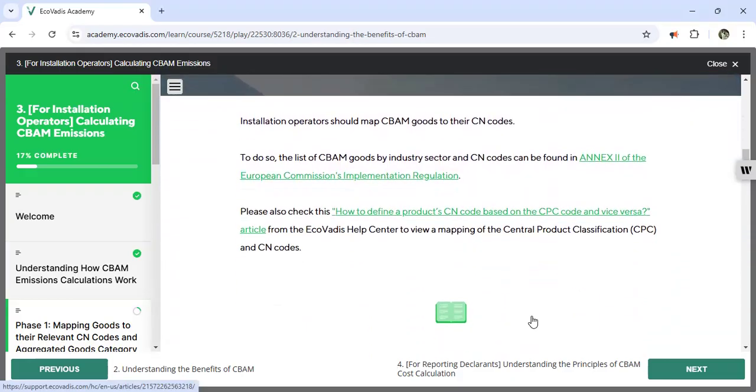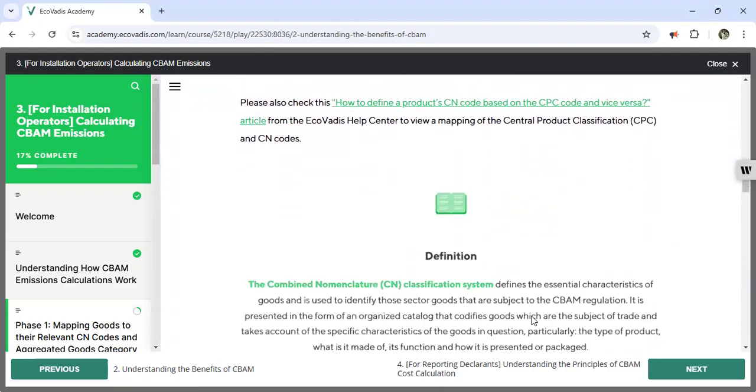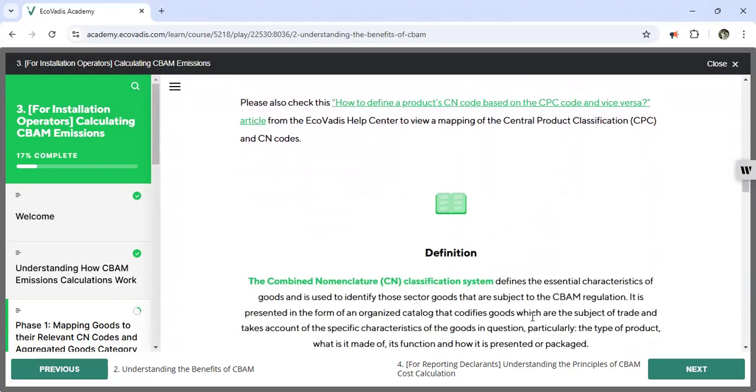Installation operators should map CBAM goods to their CN codes. To do so, the list of CBAM goods by industry sector and CN codes can be found in Annex 2 of the European Commission's Implementation Regulation. Please also check the article "How to define a product CN code based on the CPC code and vice versa" from the EcoVadis Help Center to view a mapping of the Central Product Classification (CPC) and CN codes.